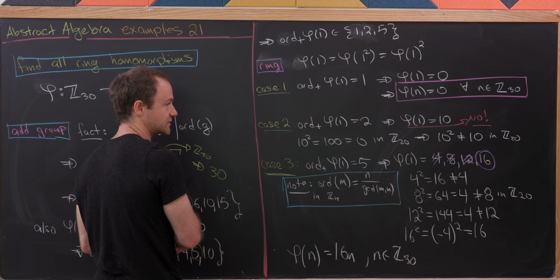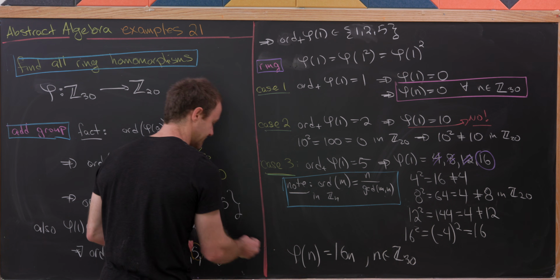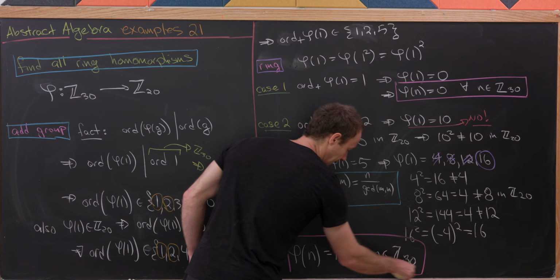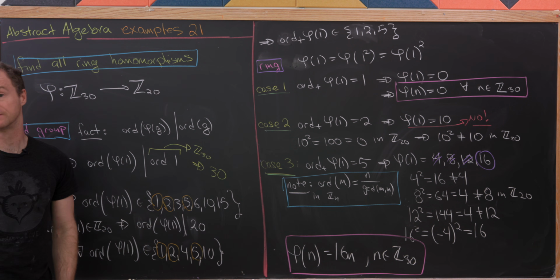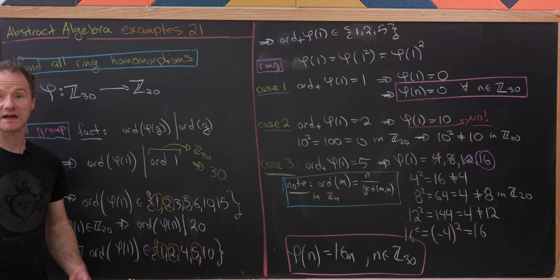And there we have it. Those are our two possible ring homomorphisms. The trivial one, and then the one defined by this 16n. And that's a good place to stop.